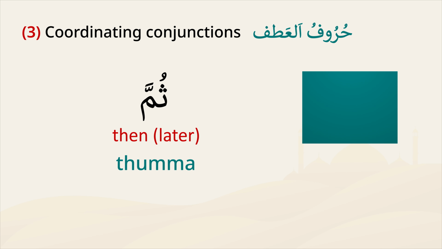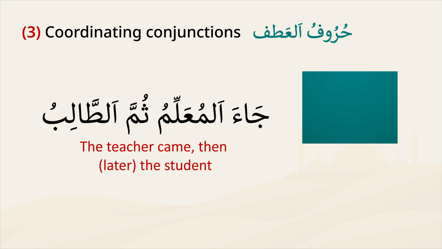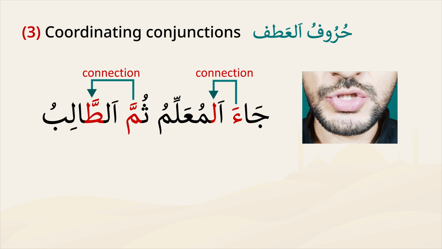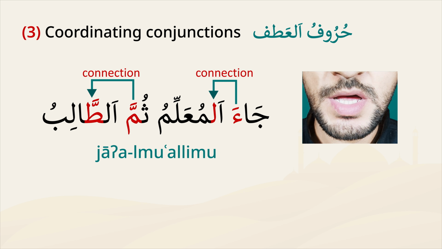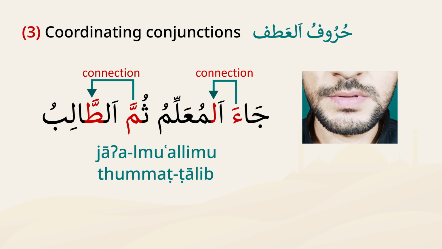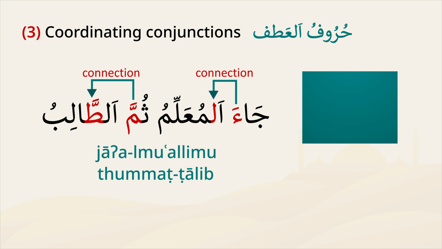Another conjunction is ثم, which means then with delay. I will replace fa with ثم in the previous example. We will have two connections. The verb connects to its subject, and the conjunction ثم connects to the definite noun that follows it. So the whole sentence will be read as جاء المعلم ثم الطالب.